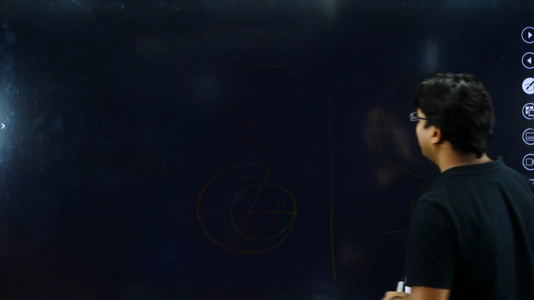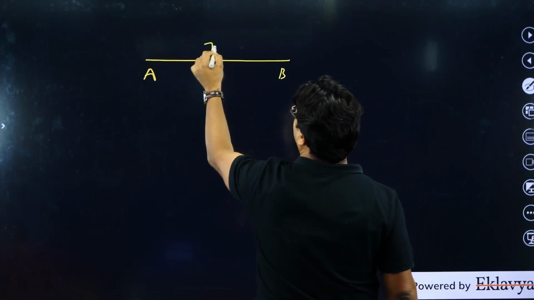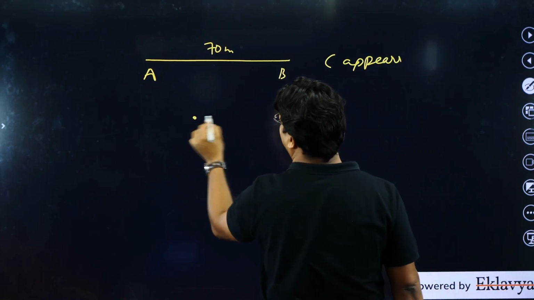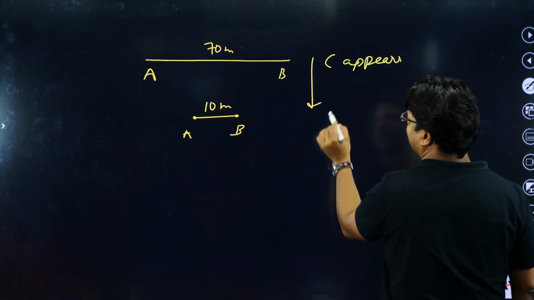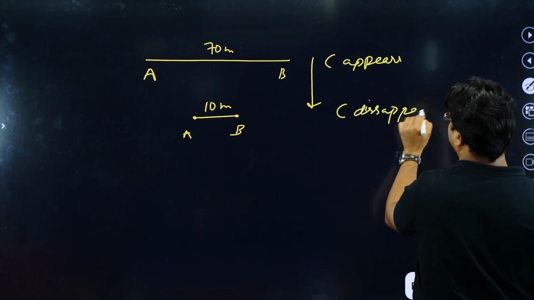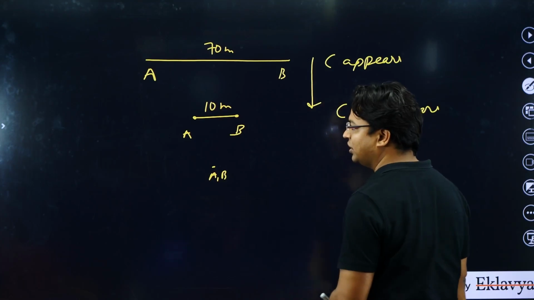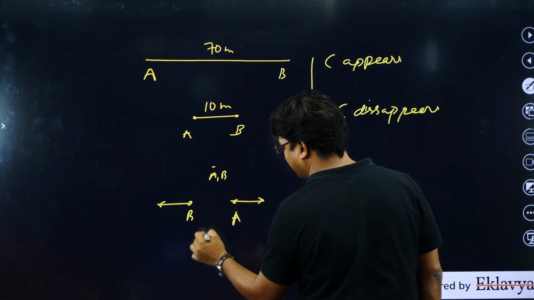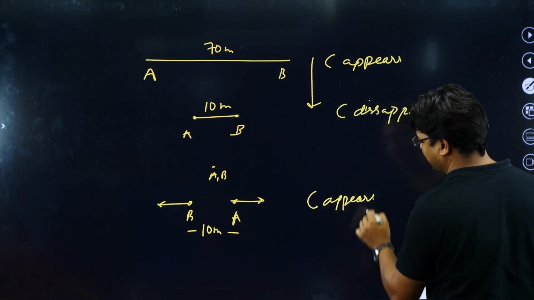So what I'm trying to suggest is that when AB distance is 70, C appears, and then it stays till AB distance becomes 10. So all this while C was there. At this moment or slightly after this, C disappears. Then what happens? A and B cross each other. C is non-existent right now. Then B comes here, A is here, B is moving like this, A is moving like this. The distance between them is again 10 meters. So C appears again.